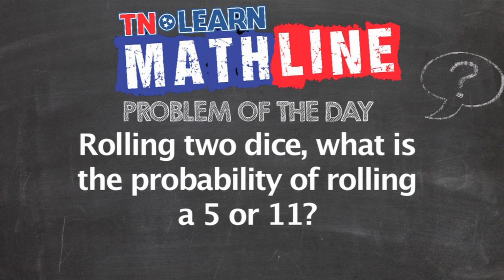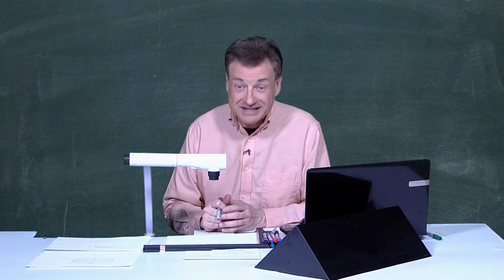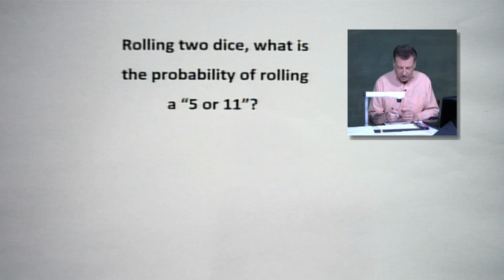Rolling 2 dice. What is the probability of rolling a 5 or 11? All right, there we go. Kind of set up as 2 dice, and we're going to talk about what is the probability of rolling a 5 or 11. You know, that can be interpreted 2 different ways, and we will get 2 different answers. So I wanted to open that up to you.